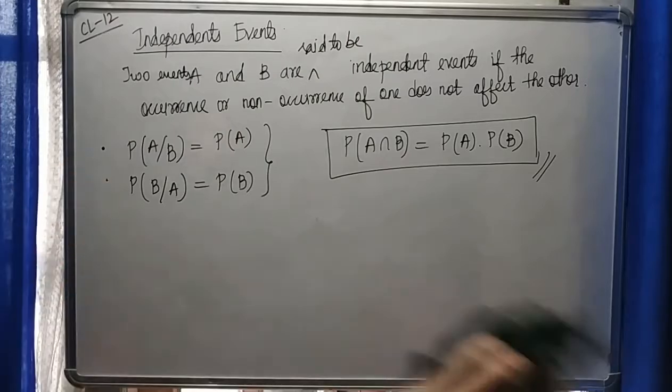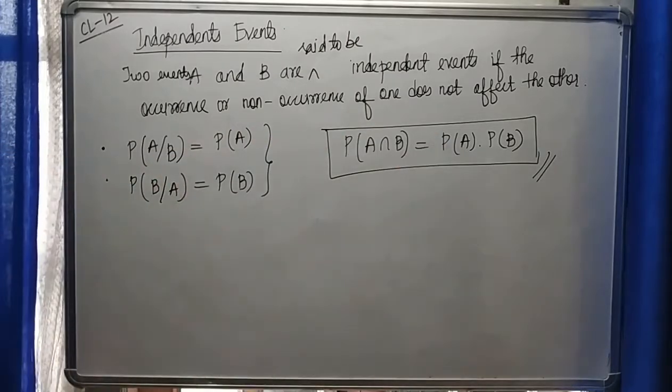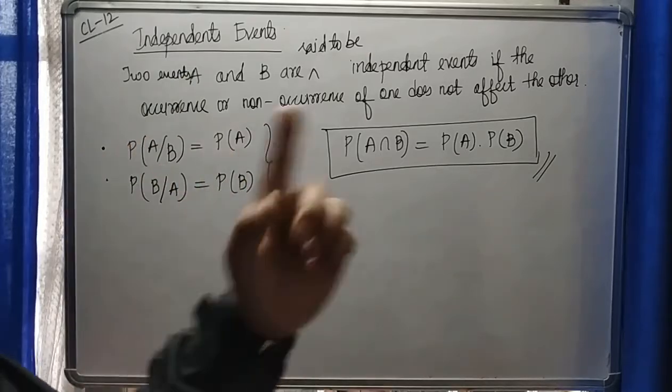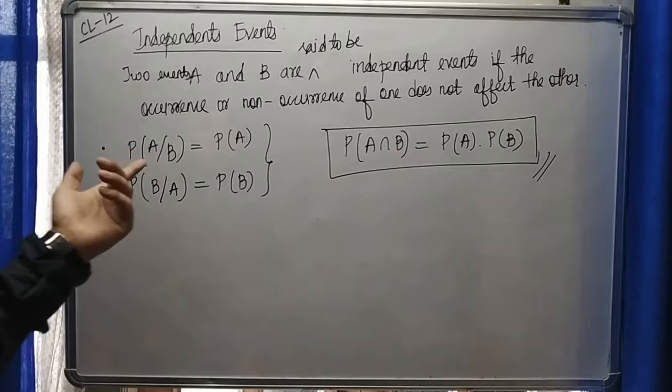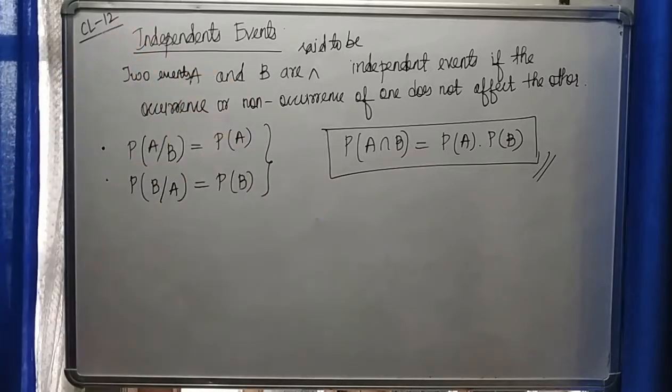Okay, so both should be different. Occurrence of A does not affect the occurrence of B. Are you understanding my point? Suppose I roll a die, then the chances of getting 1 is 1 by 6, and then the chances of getting 3 is also 1 by 6. So it does not affect 1 and 3, right? Okay, so similar to that, two events A and B are said to be independent events if the occurrence or non-occurrence of any of the events does not affect the other one.